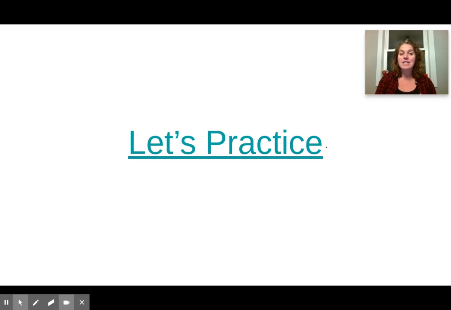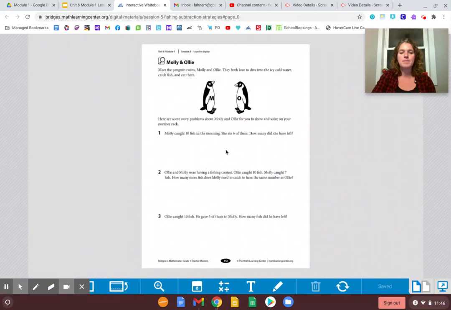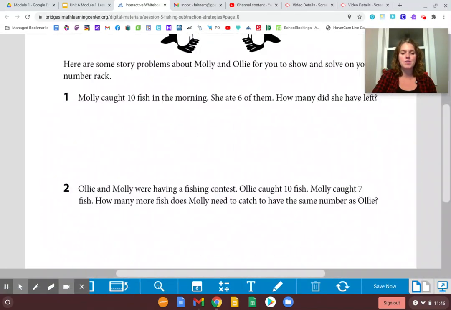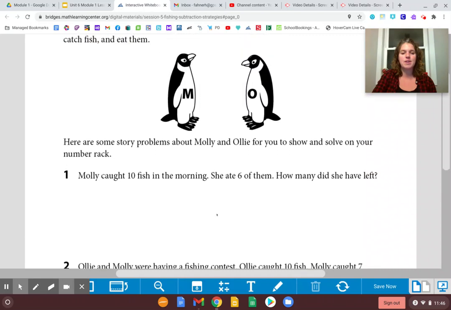All right, so we're going to practice some of these. That's why you have your board and marker out. Let's practice some of these problems where we are going to be using our subtraction skills to solve the word problem. I'm going to zoom in here so you guys can see this a little bit better.